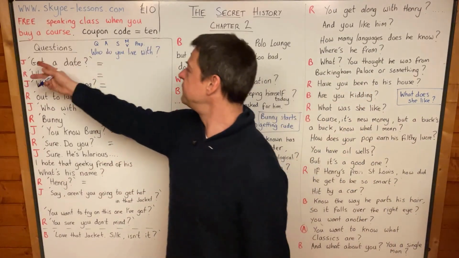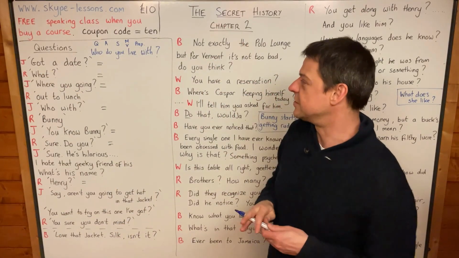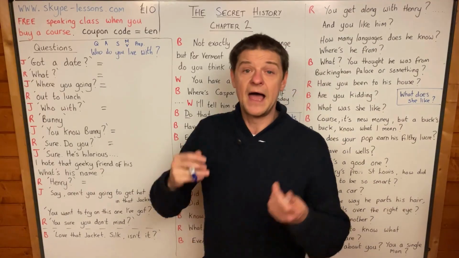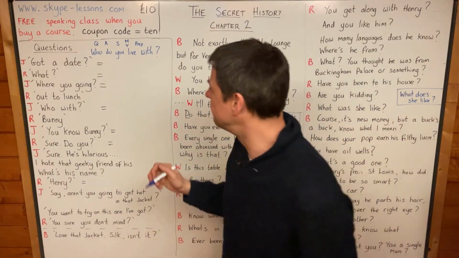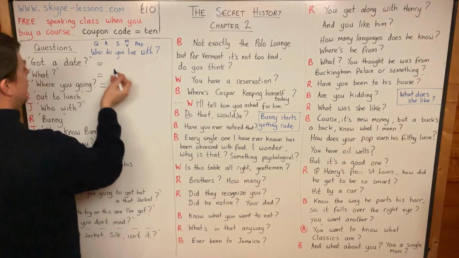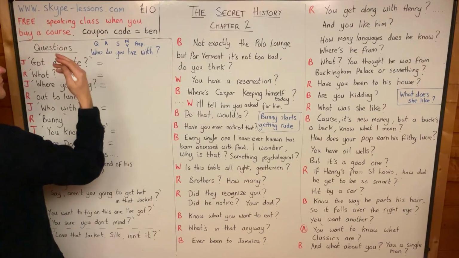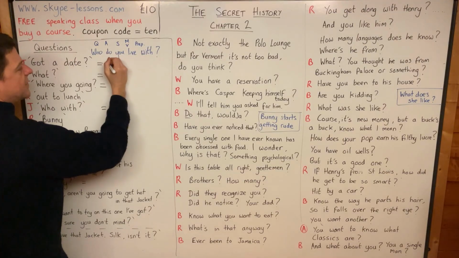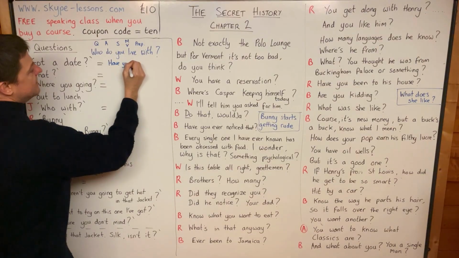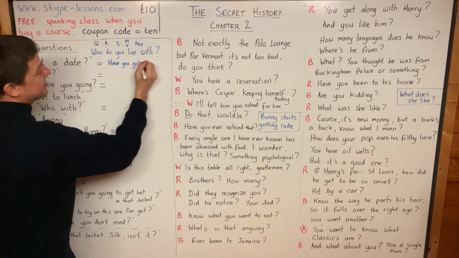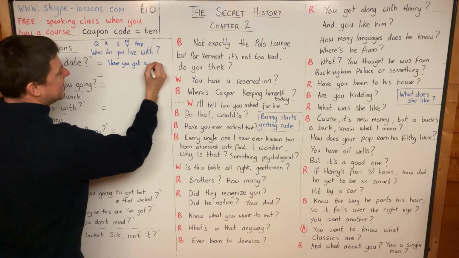This first question is from Judy Poovey in chapter 2. She asks Richard, "Have you got a date?" That's how I would say it in the long form. There's no question word here, so there's no need for who or what or why. It's just straight onto the auxiliary verb. Have you, main verb, got, and then the subject, then the object of got. Have you got a date?